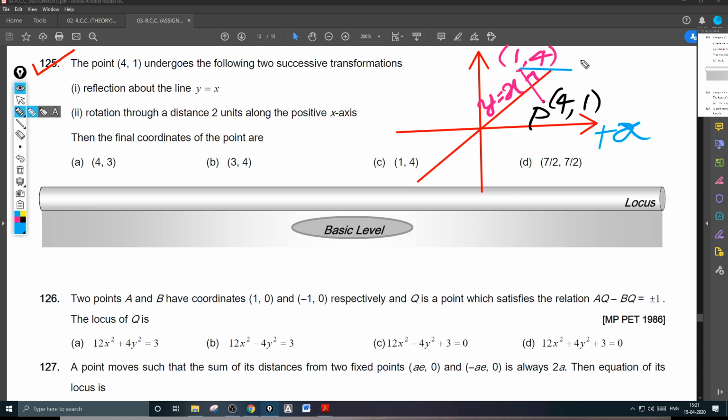And hence, the final point, let me say this as P dash, becomes, how many units is it moved? 2 units in the positive direction. That is why 2 is added. (1 plus 2, 4). So your answer is (1 plus 2, 4). So (3, 4) is the answer.